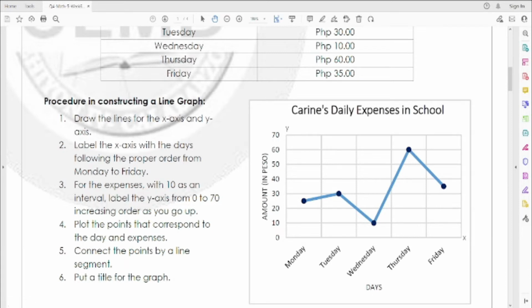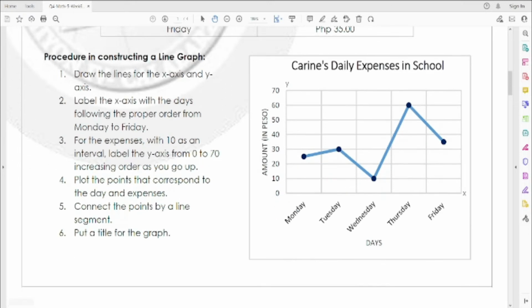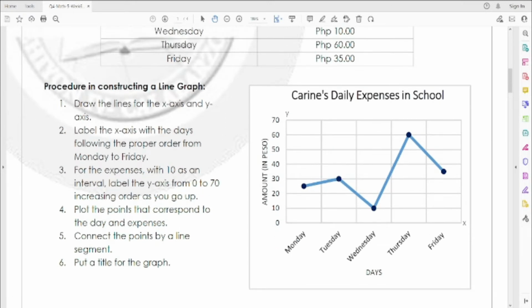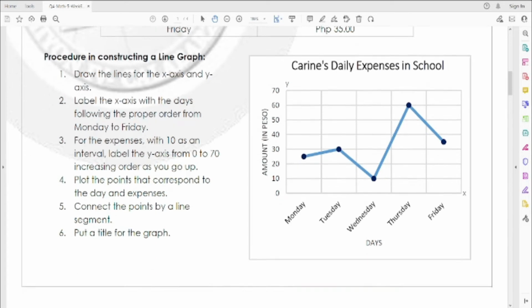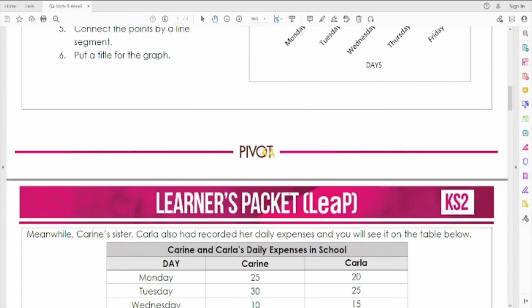Then Tuesday, our amount is 30 pesos. You will put your dot here. Wednesday, 10 pesos. The dot is here. And Thursday, the dot is at 60 pesos. And on Friday, the dot is at 35 pesos, which is in between 30 and 40. Then connect the points by line segments. Then number 6, put a title for the graph: Corina's daily expenses in school. So that is the title of this graph.